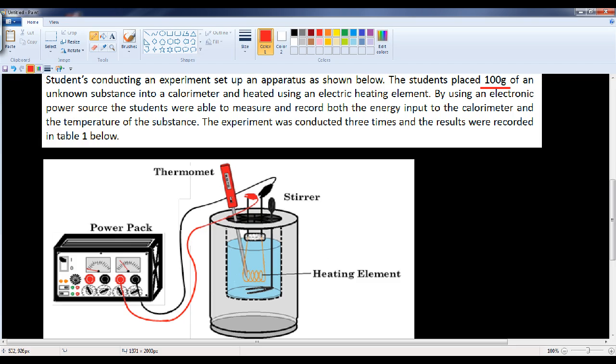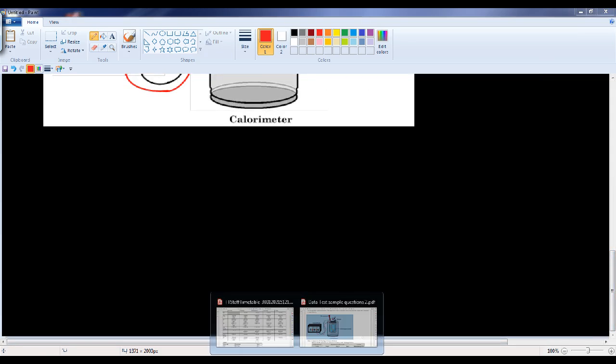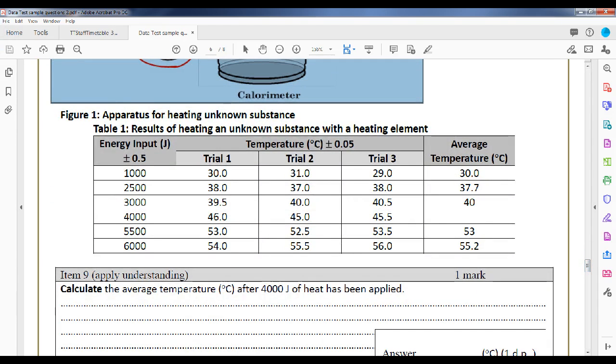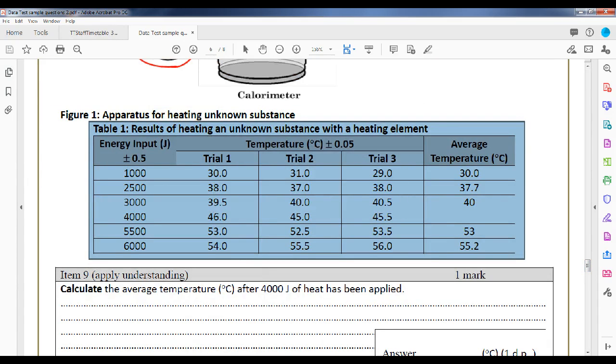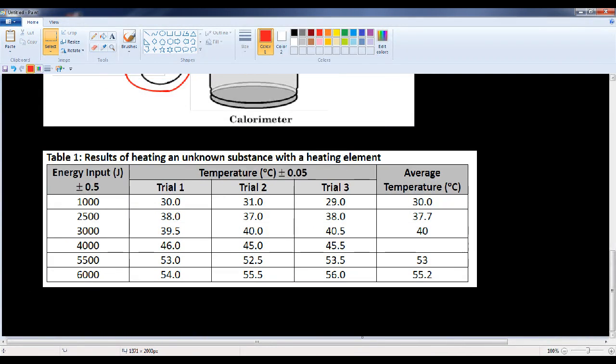Then you need to know that the experiment was conducted 3 times and the result recorded in table 1. So where's table 1? Okay, let's have a look. So here's table 1. Now possibly you need to spend a bit more time to understand what the table is about.